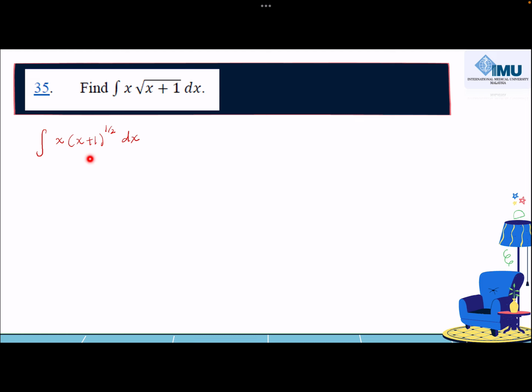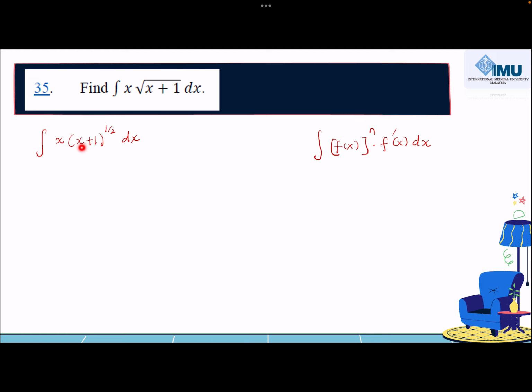Can you solve using direct integration? It's very difficult because you have a bracket with a power of half. You cannot directly expand it. Now, direct integration cannot be used. How about a recognition method? The recognition formula for a product can be written as f(x) to the power of n multiplied by f prime x dx. If you have this pattern, yes, you can use recognition.